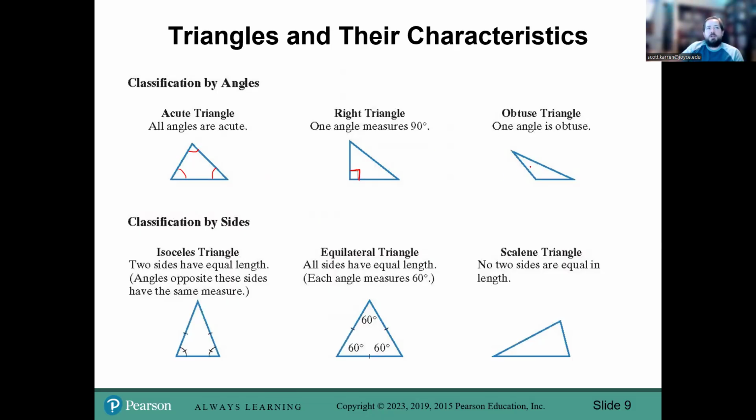Then we have an obtuse triangle. An obtuse triangle is one who has a very large angle, an obtuse angle, one that is greater than 90, but obviously would have to be less than 180.